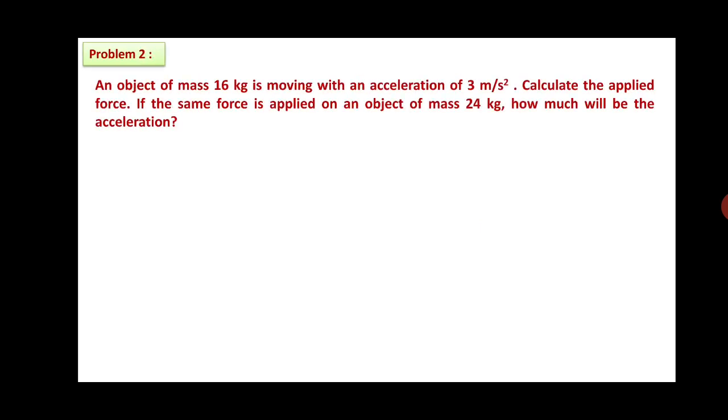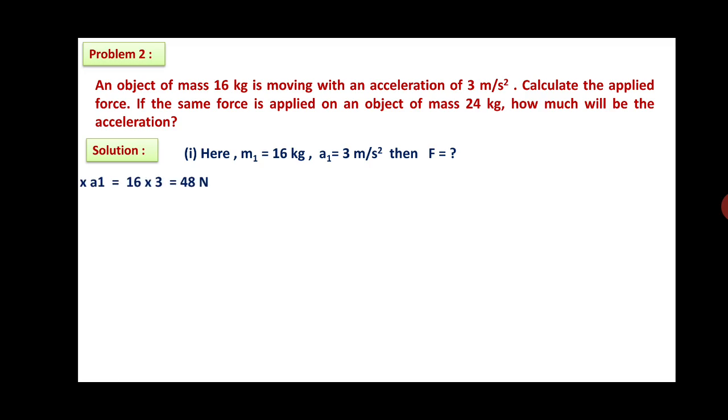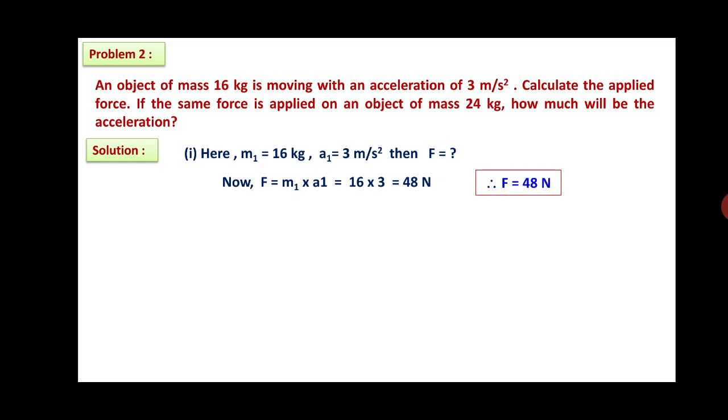We consider the next problem, number 2. An object of mass 16 kg is moving with an acceleration of 3 meter per second square. Calculate the applied force. If the same force is applied on an object of mass 24 kilogram, how much will be the acceleration? Here, friends, we have to calculate two quantities. For the first case, m1 is 16 kg, acceleration a1 is equal to 3 meter per second square. We have to find the force. We know that F is equal to m1 a1, which is 16 into 3, that is 48 Newton. Therefore the applied force is 48 Newton.